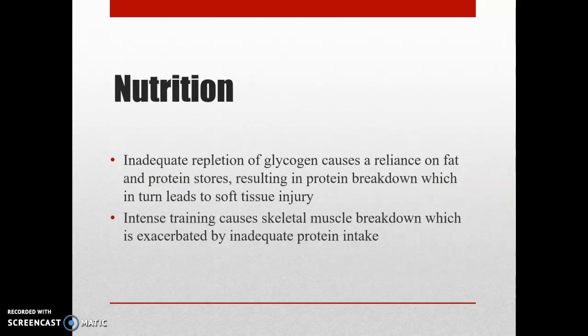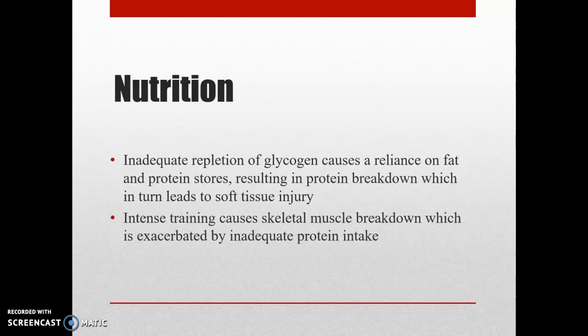Nutrition. So the reason that we counsel athletes on this is because sometimes at the college level, athletes haven't taken that nutrition class or don't really know how to look out for themselves completely, and they are not getting the proper nutrients to be able to sustain all of the activity that they have to do on a daily basis. So if they don't have the proper carbs, fats, proteins, they're going to deplete all of their glycogen. That's going to cause a reliance on fat and protein stores, which will break down protein, which can sometimes lead to soft tissue injuries in the body.